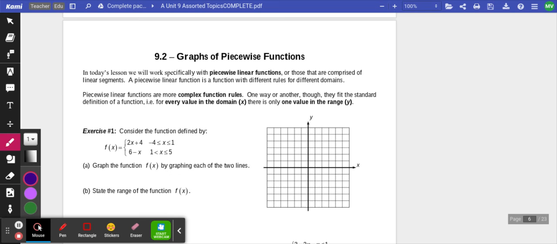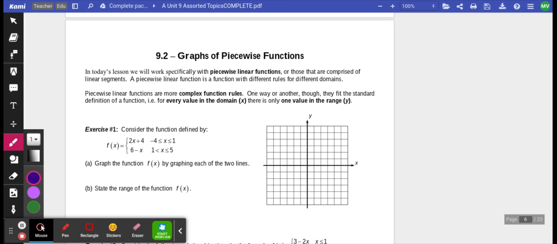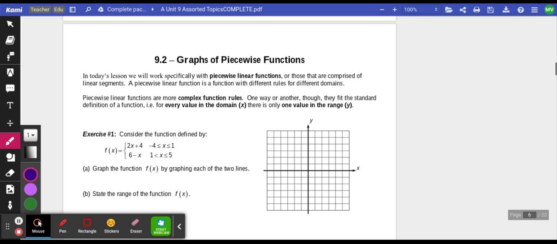Hello, everyone. Today we are going to talk about 9.2, graphs of piecewise functions. In today's lesson, we will work specifically with piecewise linear functions. Remember, linear means a line, or those that can be composed of linear segments. A piecewise linear function is a function with different rules for different domains. Remember, domain means your x value.